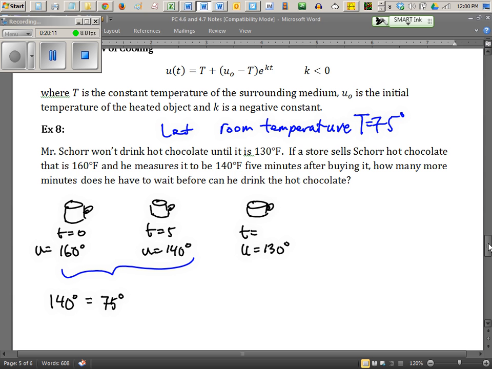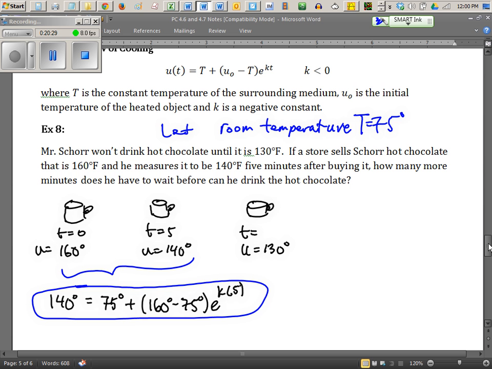The temperature dropped to 140 from 160. So you set up all the numbers like this into the formula. And the time was 5 minutes. Okay, so I'll circle that one.